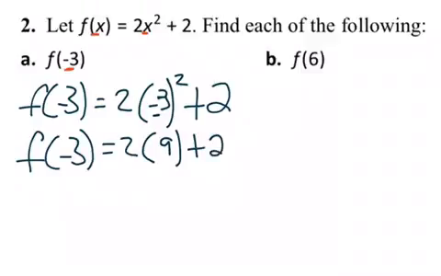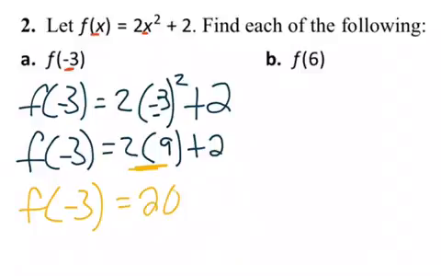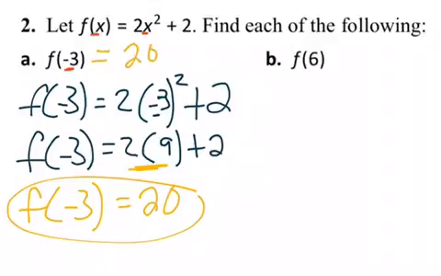Then once again, based off order of operations, I would multiply before I did my addition. So 2 times 9 would be 18. 18 plus 2 would be 20. So f of negative 3 would be 20.